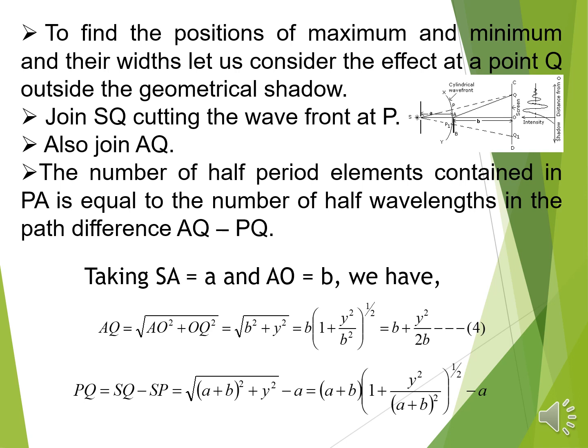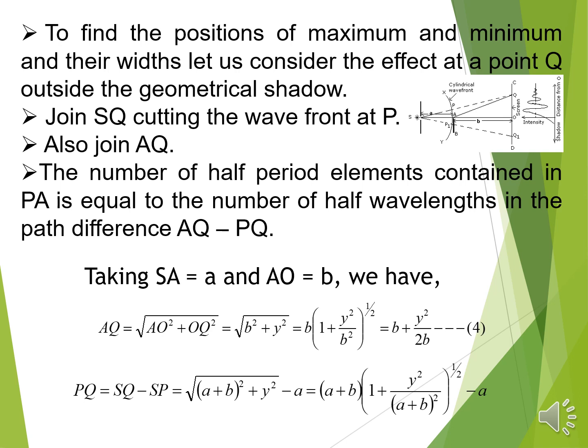Taking SA equal to a and AO equal to b, we have AQ equal to the square root of AO square plus OQ square. Please refer to the figure. That's equal to the square root of b square plus y square, that's equal to b into the square root of 1 plus y square by b square, which would be equal to b plus y square by 2b.